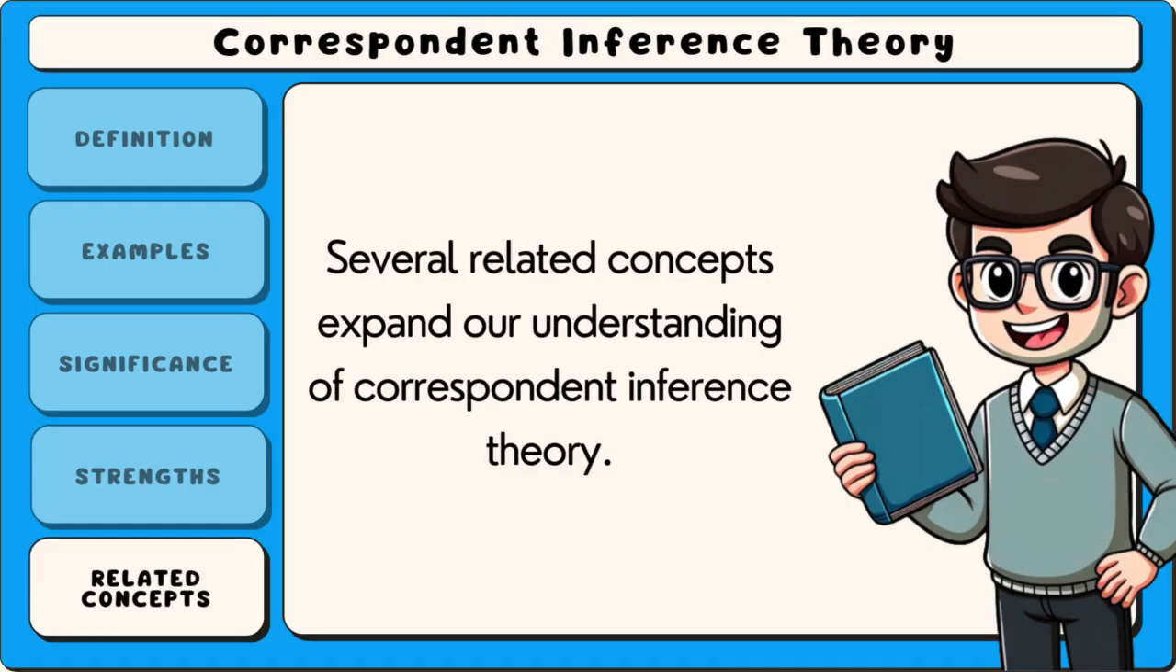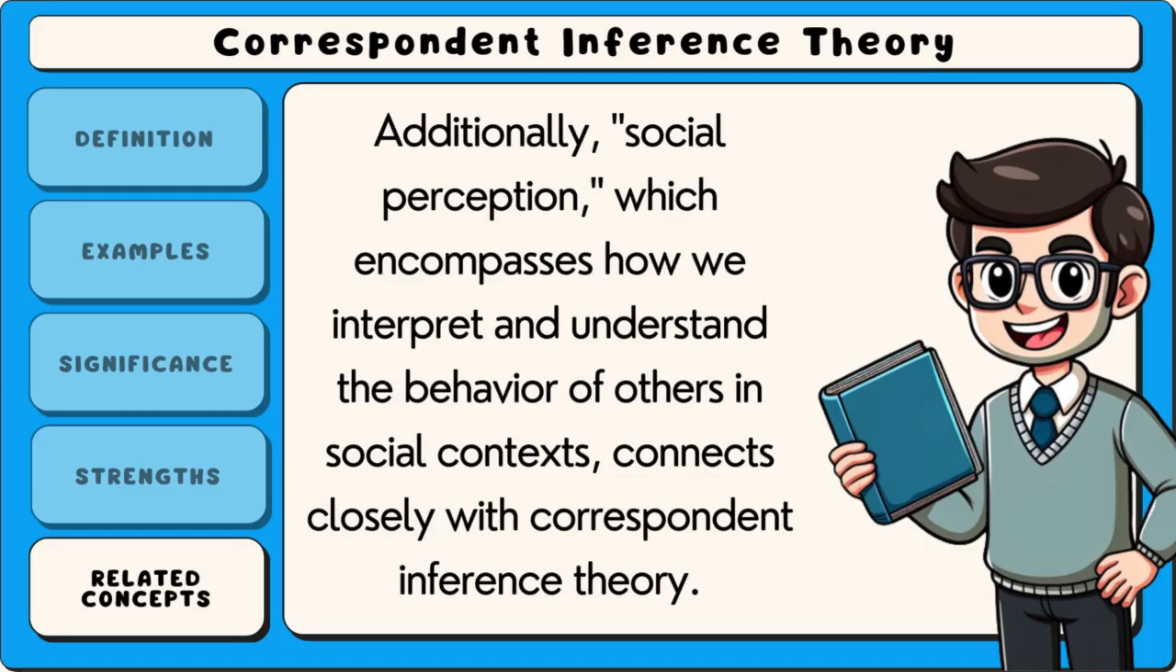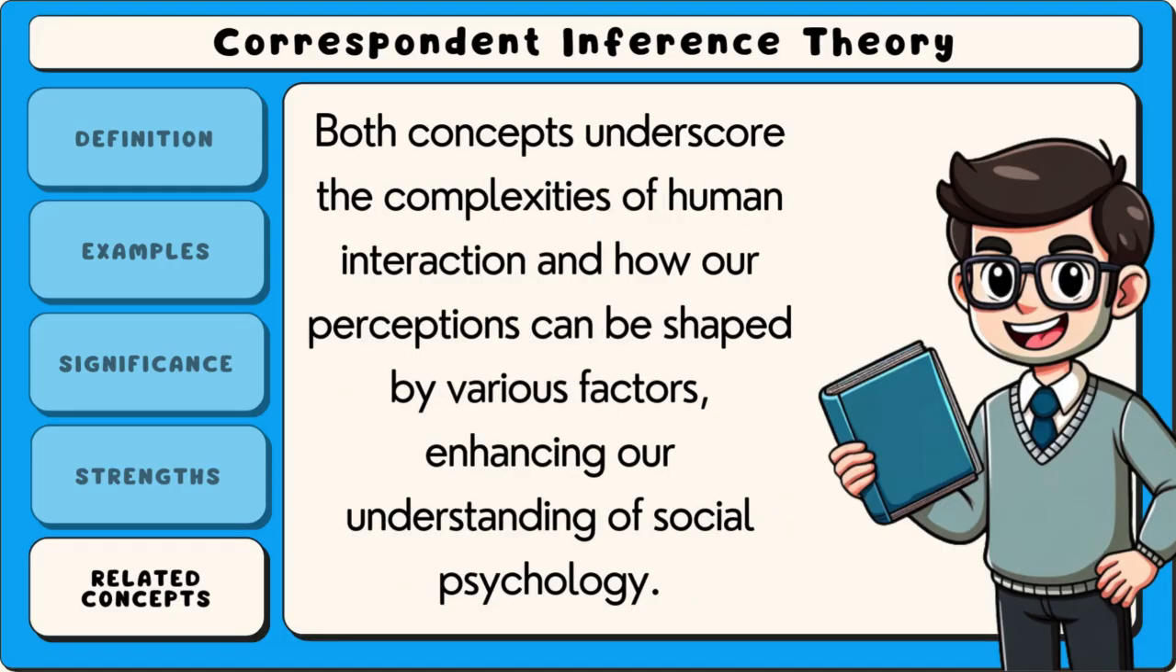Several related concepts expand our understanding of correspondent inference theory. One such concept is the fundamental attribution error, which refers to the tendency to overemphasize personal characteristics while downplaying situational factors when judging others' behavior. Additionally, social perception, which encompasses how we interpret and understand the behavior of others in social contexts, connects closely with correspondent inference theory. Both concepts underscore the complexities of human interaction and how our perceptions can be shaped by various factors, enhancing our understanding of social psychology.